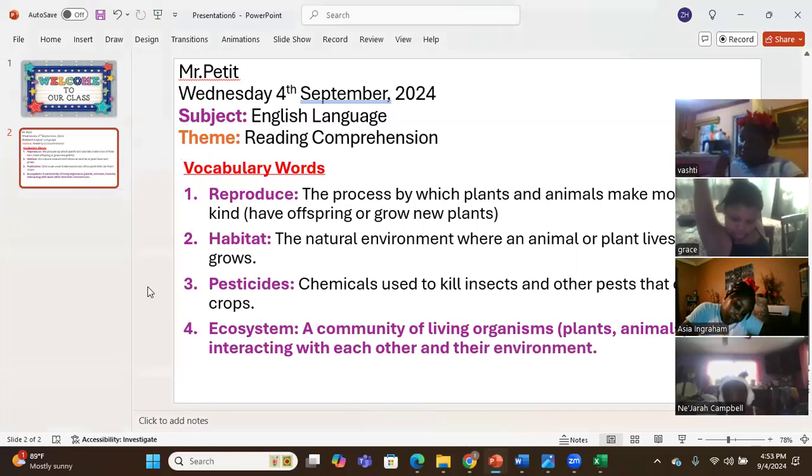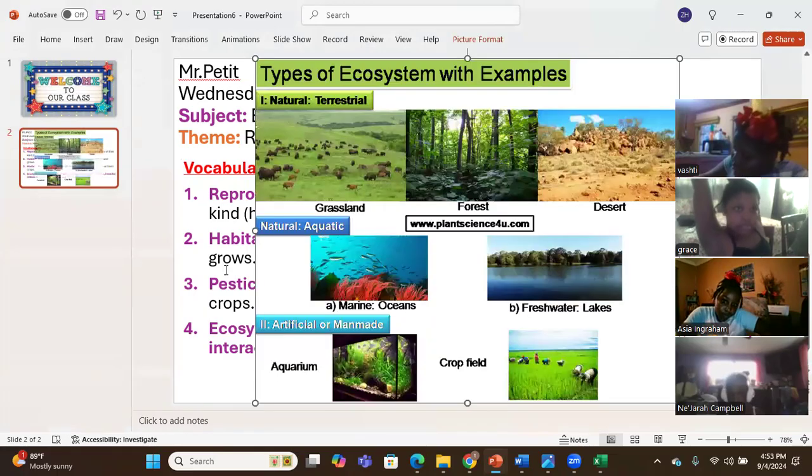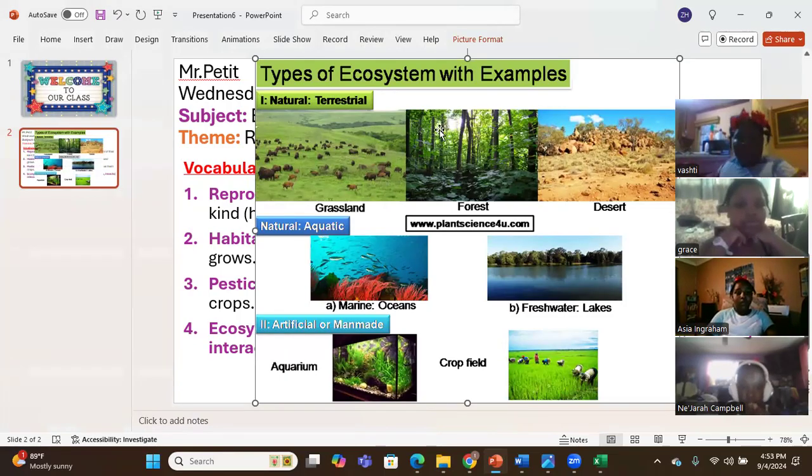So there are various types of ecosystems, right? Let me show you a picture of different types of ecosystems. You could have the grassland, the forests, the desert, the marine ecosystem, freshwater lakes, the aquarium, the crop field. These are all examples of ecosystems.